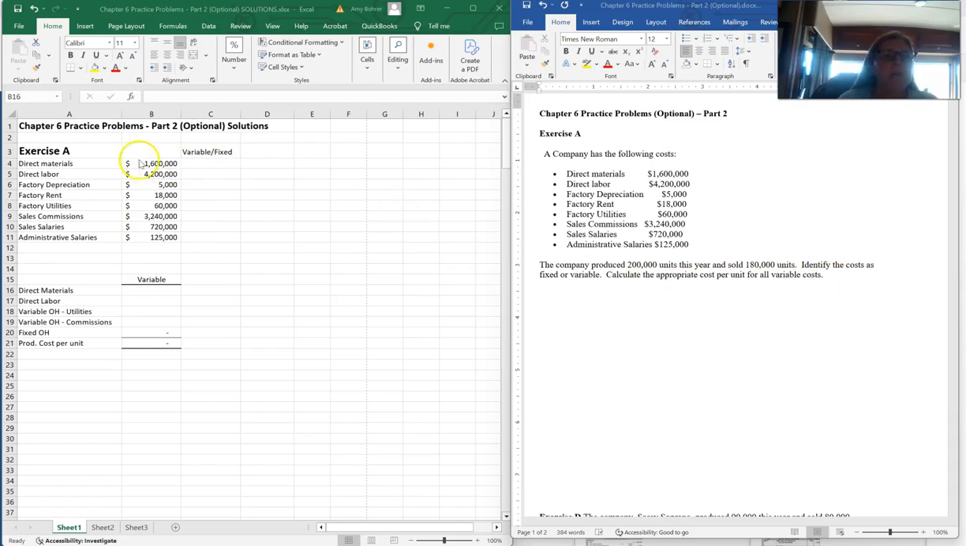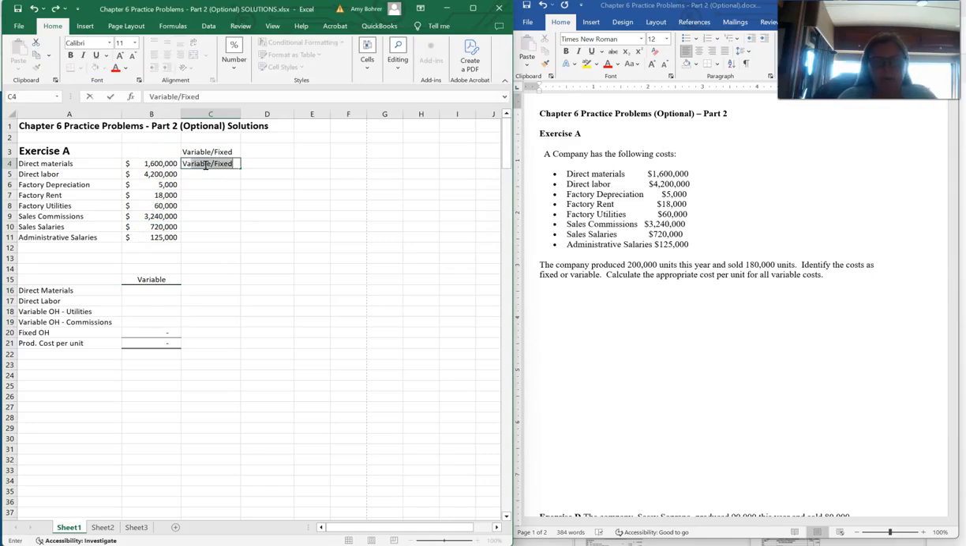Okay. So we first have to go through and identify, are these fixed costs or variable costs? Direct materials. Well, direct materials are going to vary depending on how many items we produce, right? So they're variable. I'm just going to put V for variable and F for fixed. Direct labor, again, that's going to vary depending on how many items we produce. So that's variable. Factory depreciation.